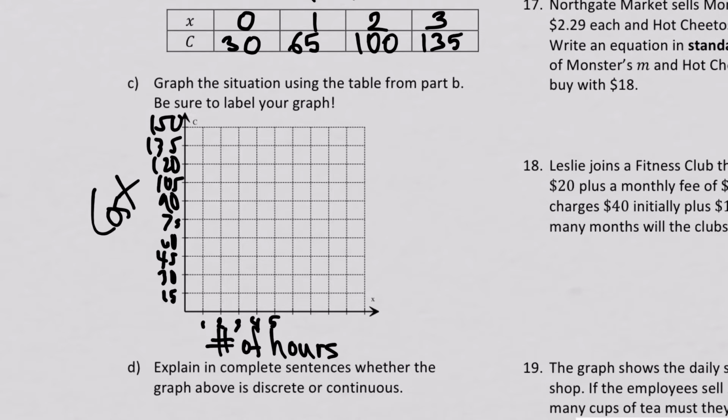Okay, so 0, 30 will go right here. 1, 65 will go right between 60 and 75, but closer to 65, so right about there. 2, 100 will go between 90 and 105, but closer to 105, so right there. 3, 135, so way up here. Okay, there is my graph of the situation.